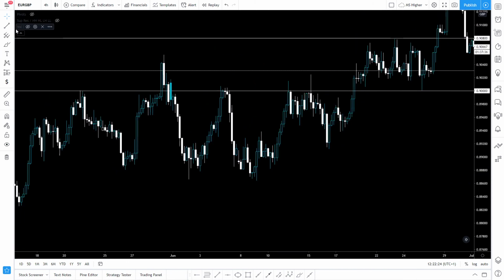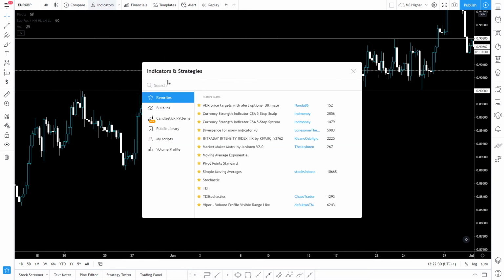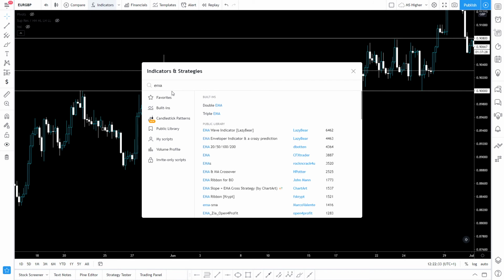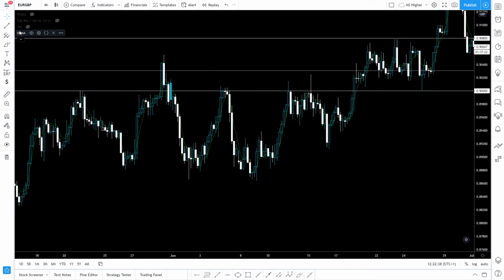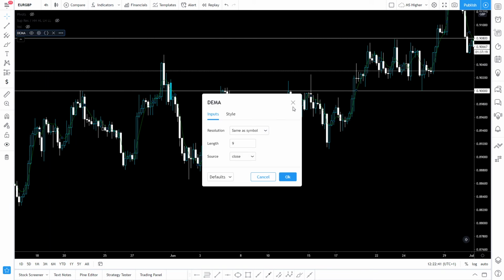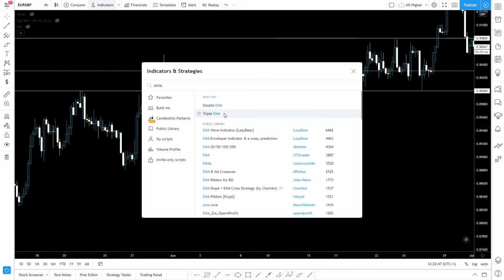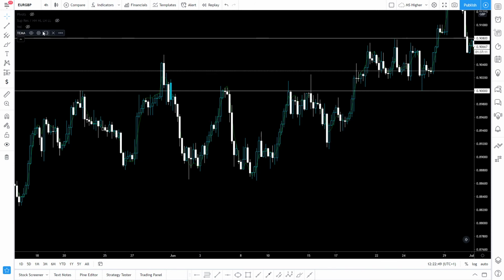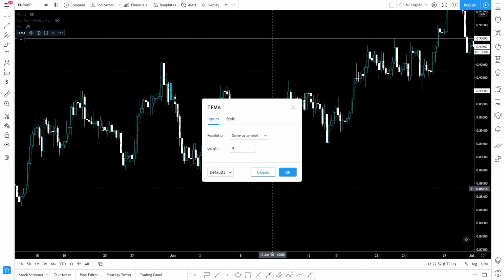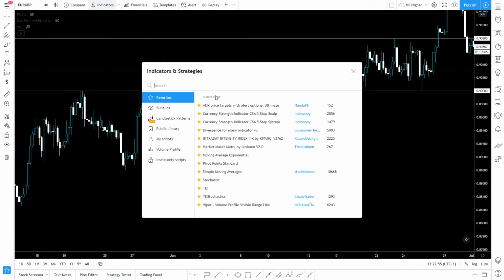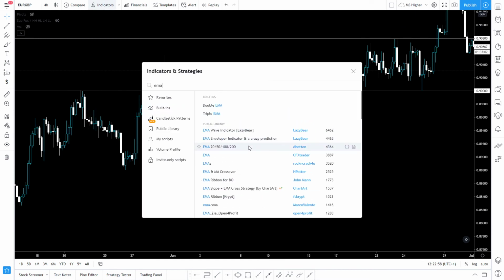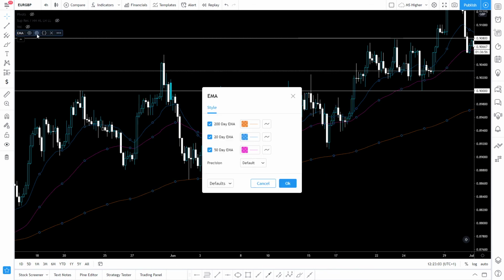It's the same with EMAs. EMA, double EMA. This can act as support and resistance as well. EMA, triple. We put on... oh, I'm doing myself in. EMA. Here we go. Yeah, this can be your support and resistance.